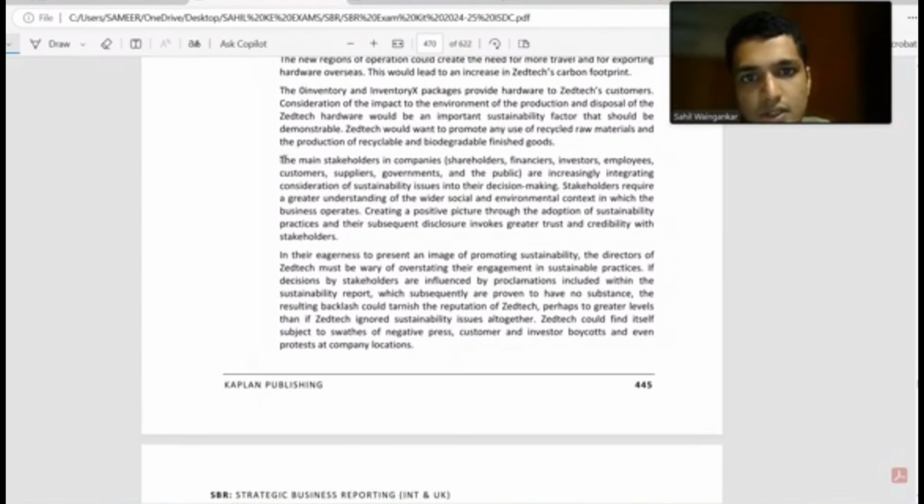The main stakeholders, companies... I could have just named the stakeholders, and the answer would have become bigger. Customers, suppliers, governments and the public are increasingly integrating consideration of sustainability issues into their decision making. Stakeholders require a greater understanding of the wider social and environmental context in which the business operates. Creating a positive picture through the adoption of sustainability practices, and their subsequent disclosure, invokes greater trust and credibility with stakeholders.